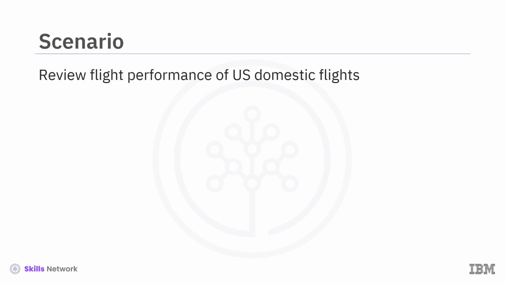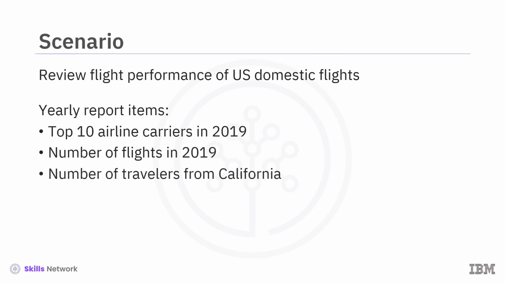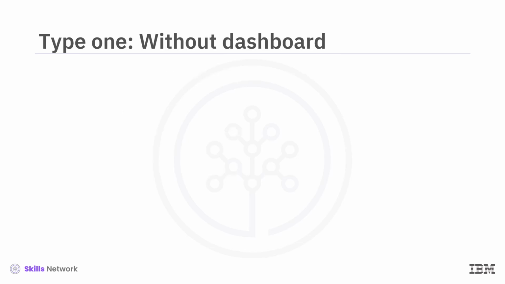Let's say you're assigned a task to monitor and report the performance of domestic U.S. flights. Following are the yearly review report items. Top 10 airline carriers in the year 2019 in terms of the number of flights. Number of flights in 2019 split by month. Number of travelers from California State to other states split by distance group. Let's look at two ways of presenting the report.